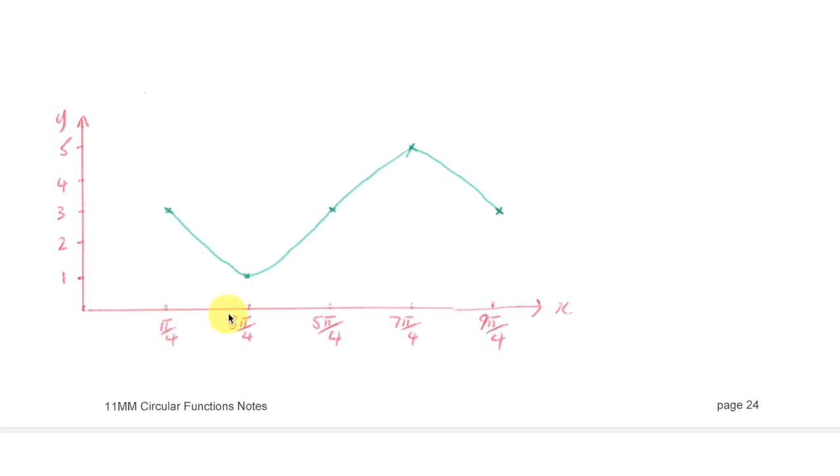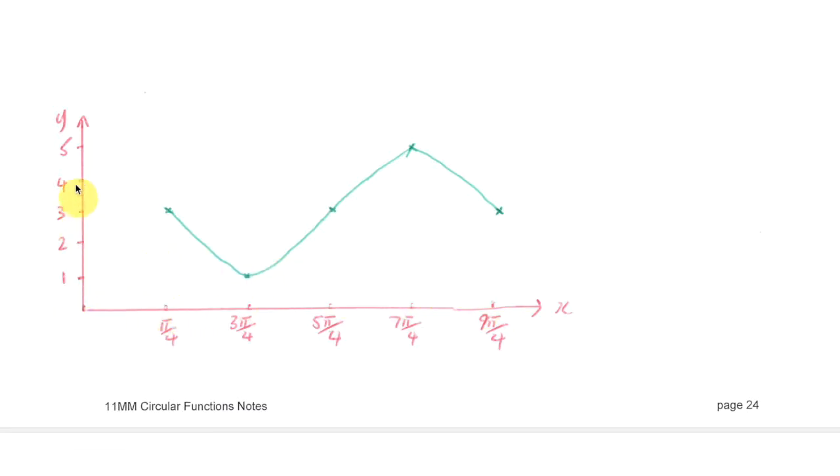So I place those positions. Notice that the jump between each increment here is 2 pi on 4. So I'm going from pi on 4 to 3 pi on 4, then another jump of 2 pi on 4, 7 pi on 4, 9 pi on 4. So that helps you with where your starting point is along the x-axis.